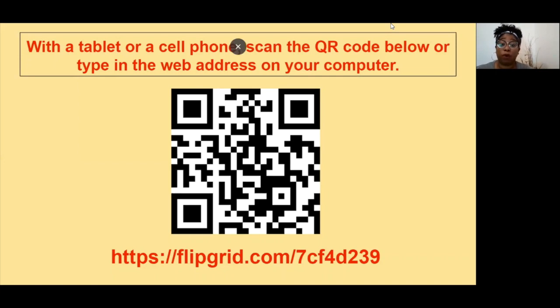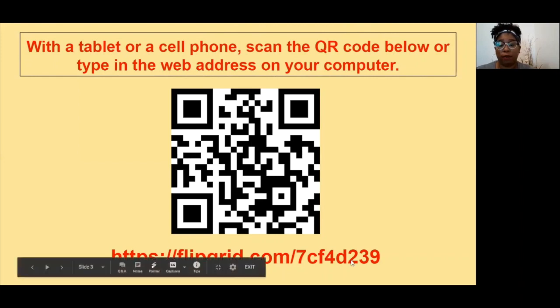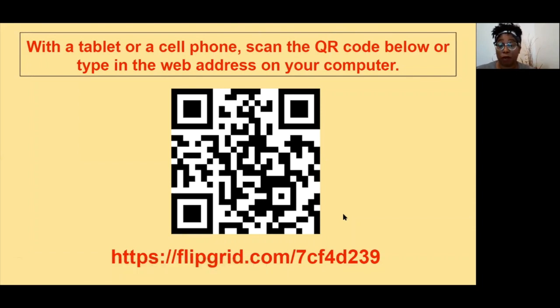Now that you've sorted and classified the shapes, it's time to share your work. And here's how. With a tablet or a cell phone, scan the QR code below or type in the web address on your computer. Here's the QR code and here's the web address, okay? So when you're ready, you can share your work. You can record your video. Just hold your work up to the camera and speak nice and clear, okay?